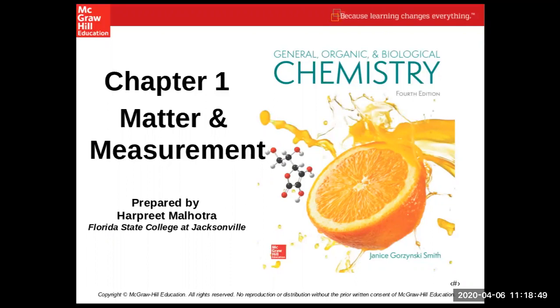And matter is studied by chemistry, or in other words, chemistry is the study of matter, and physics is the study of energy. So this course is about studying matter. We will have to deal with energy because matter is affected by energy. And so this first chapter will introduce you to matter and measurements.